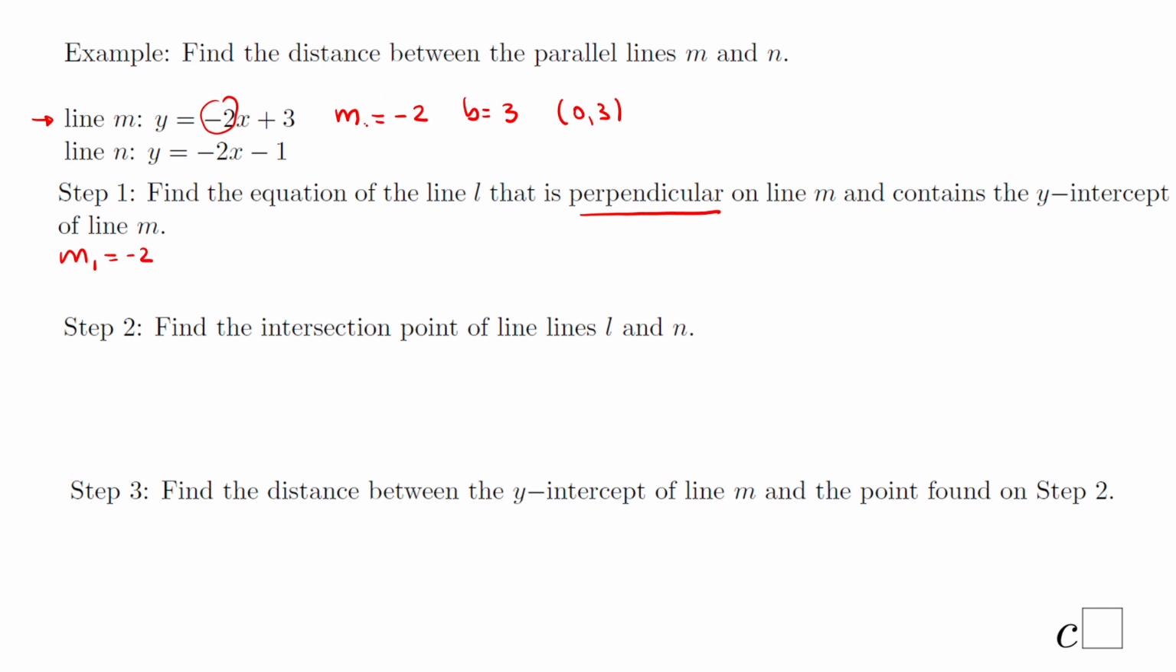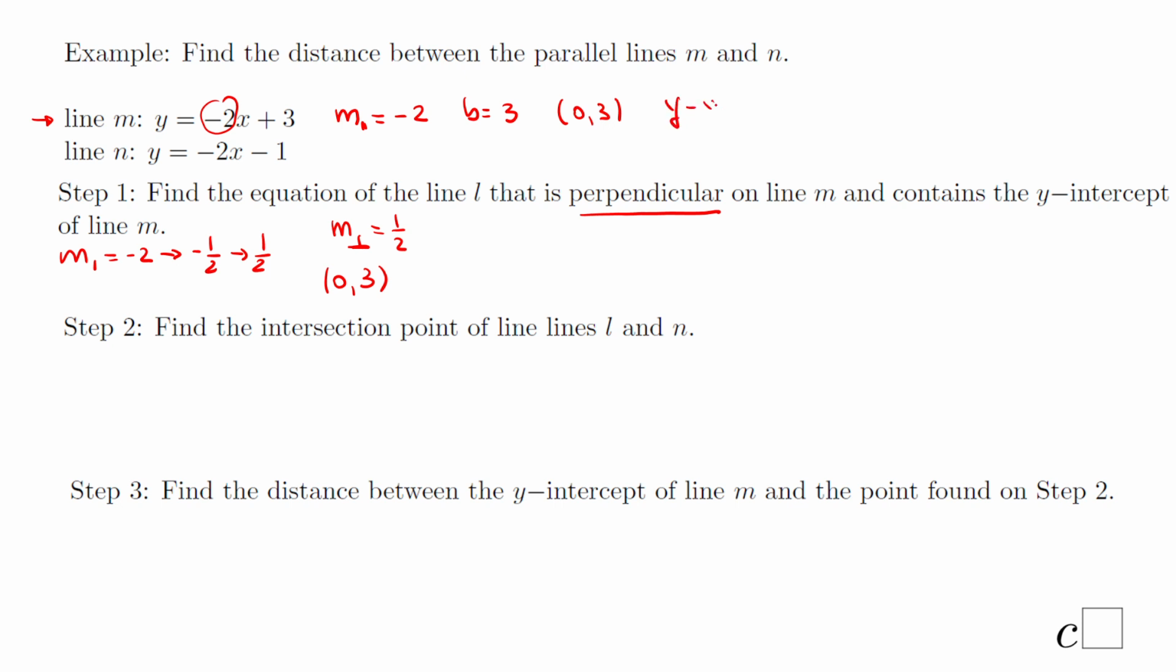Let me put m1 here. I'm going to flip it, and I'm going to have -1/2, and I'm going to change the sign. That will be +1/2. That's the slope of the perpendicular line. Let me write it like this: 1/2, and the point that it is going to go through is (0, 3), the same point, the y-intercept of line M. So now we can use the point-slope form.